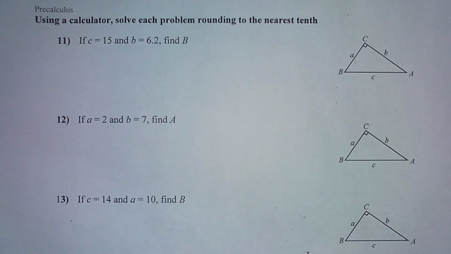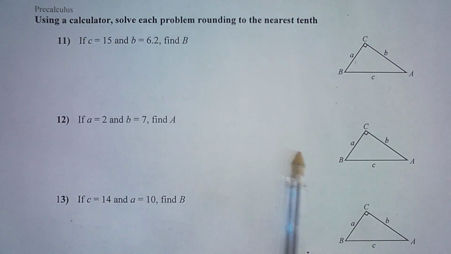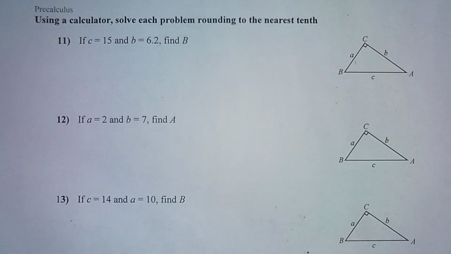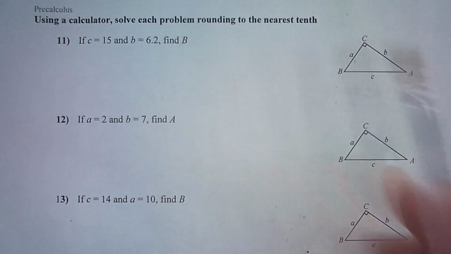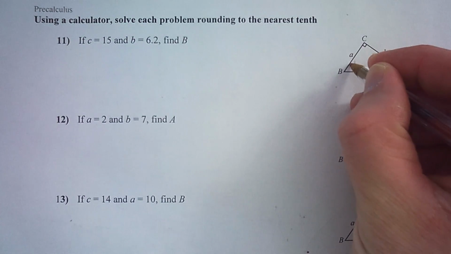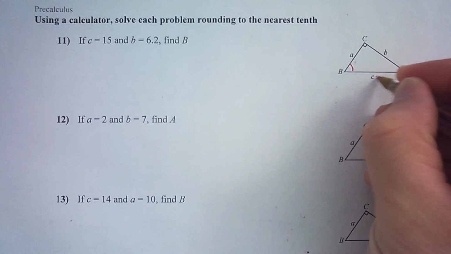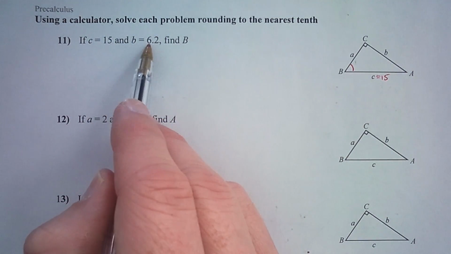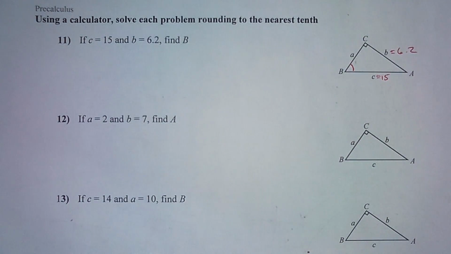All right, continuing our review now, we are going to use a calculator to solve for variables rounding to the nearest tenth. So here we're looking for capital B, that means angle B right here. That's what we're going to be looking for, given that small c, so side C, is 15, and small b, so side B, is 6.2.